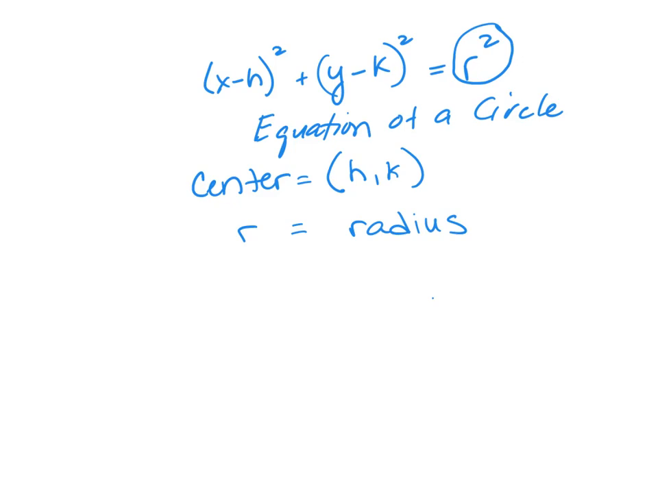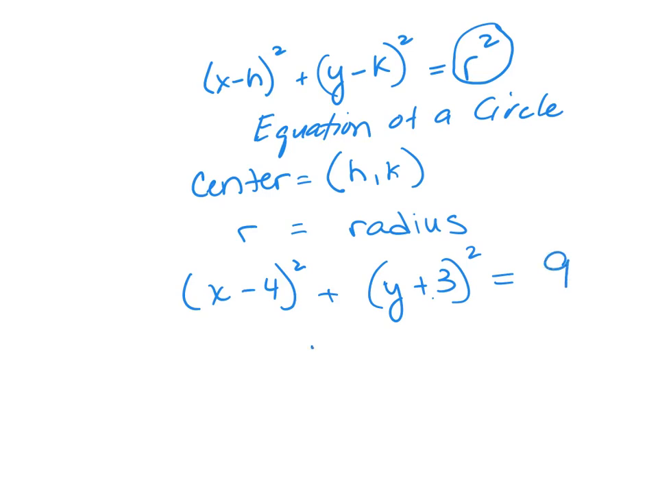So the equation of a circle, of any circle, is (x - h)² + (y - k)² = r², where (h, k) is the center and r is the radius. So if I have this equation here, (x - 4)² + (y + 3)² = 9.